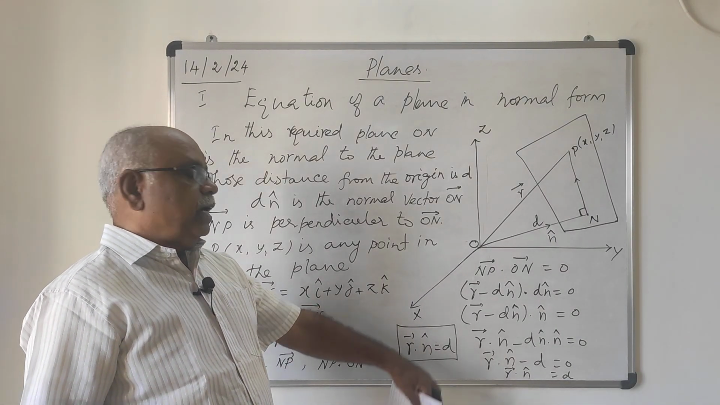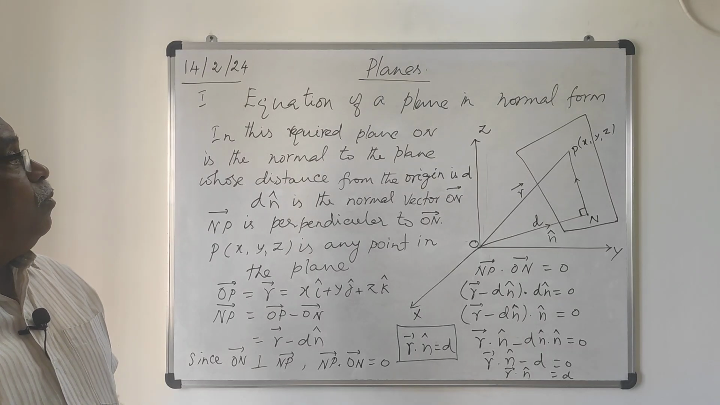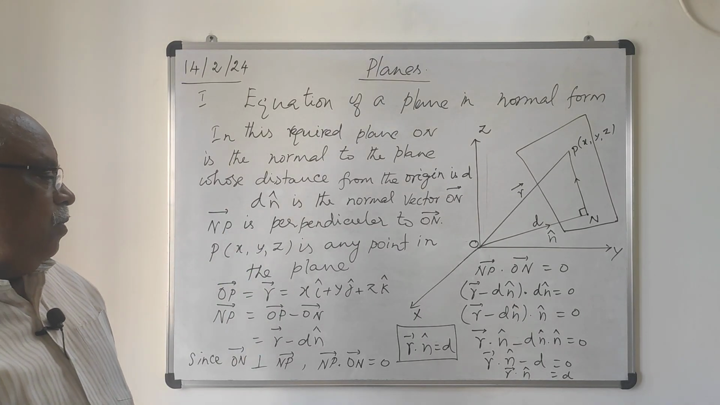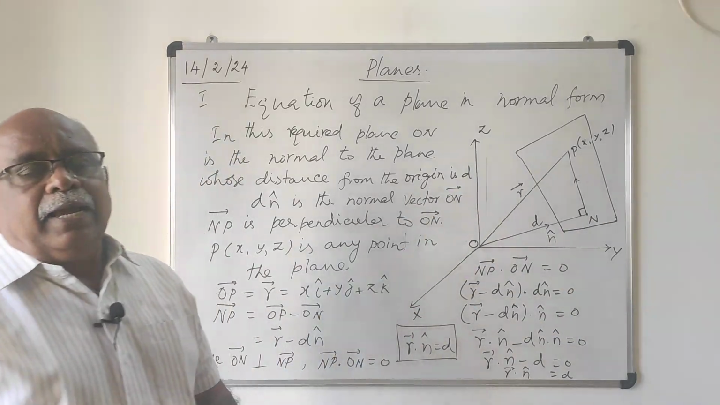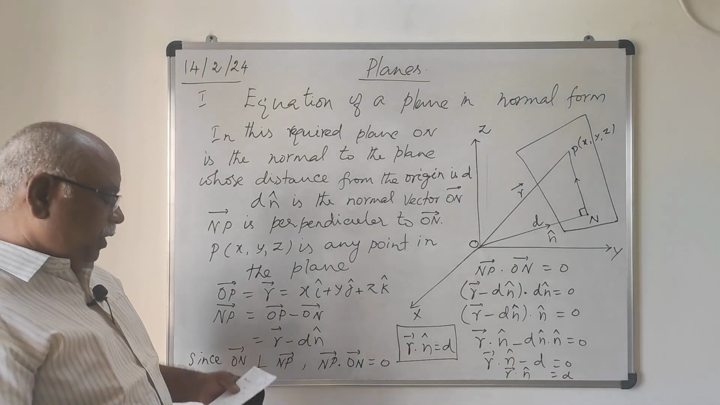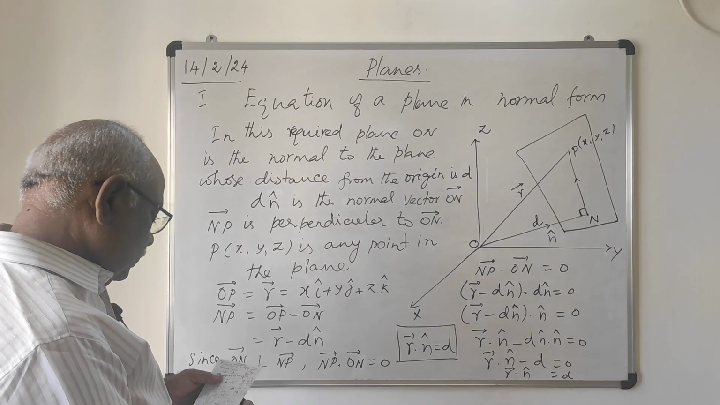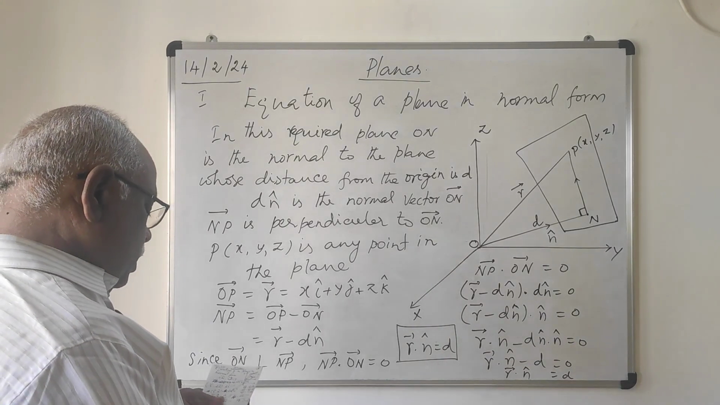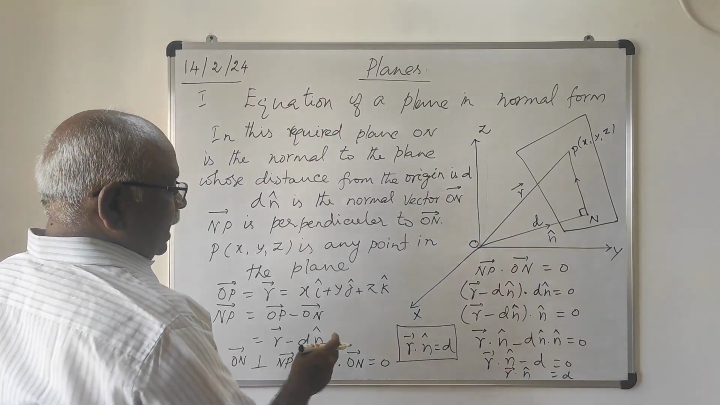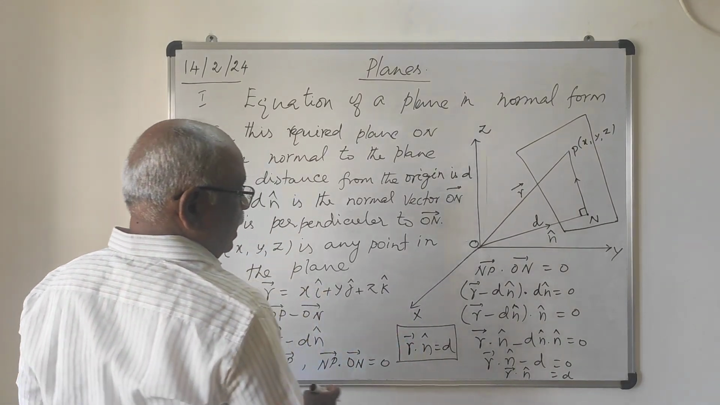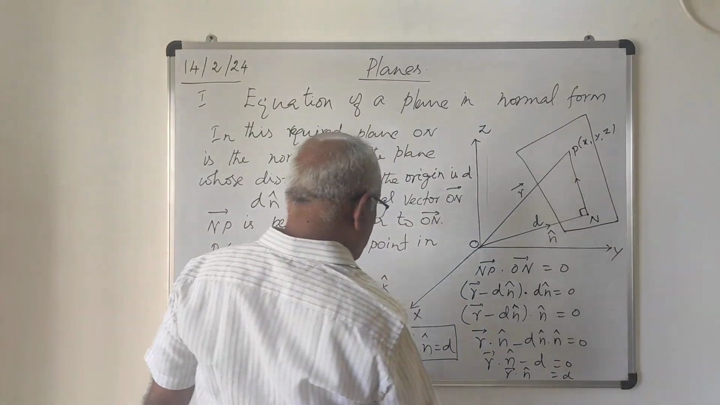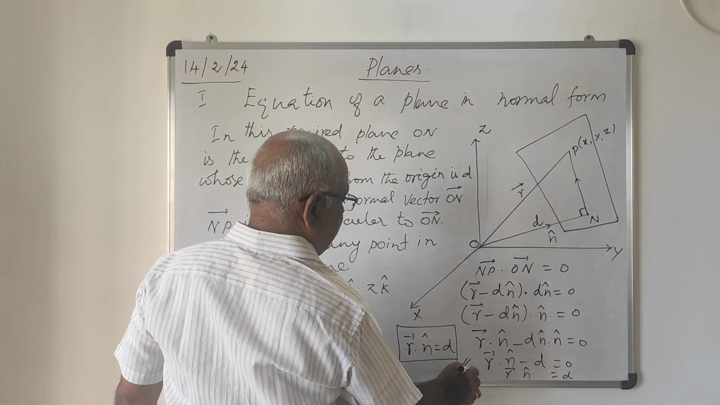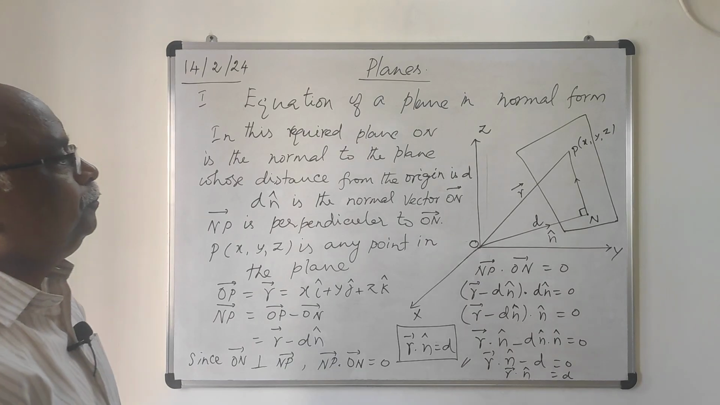So r dot n cap equal to d is the normal form of the equation, where n cap is the unit vector. The normal form of the equation is r dot n cap equal to d. Remember this.